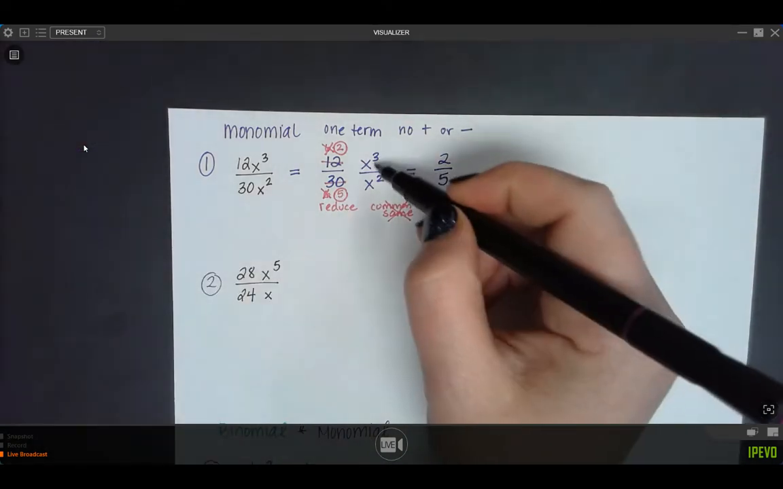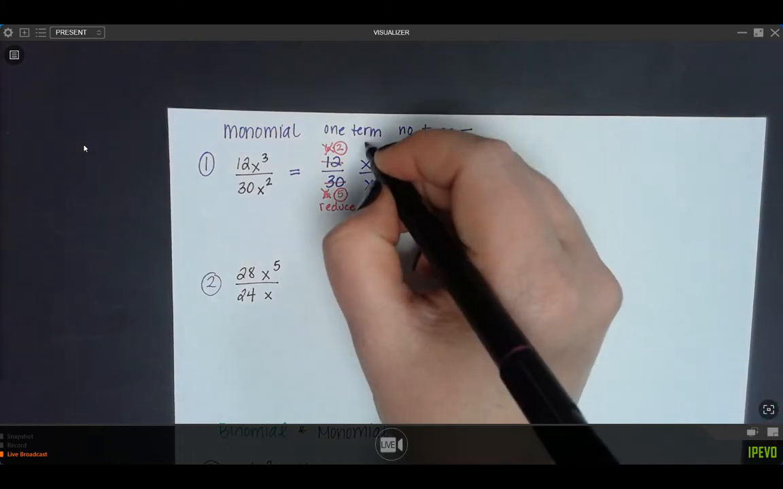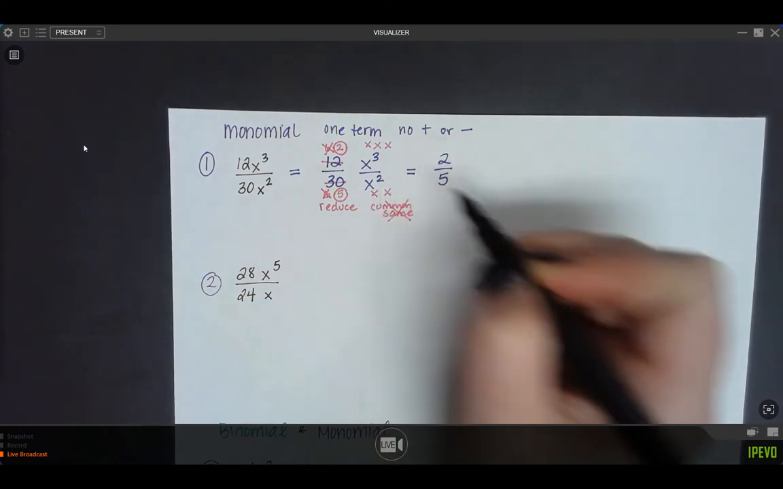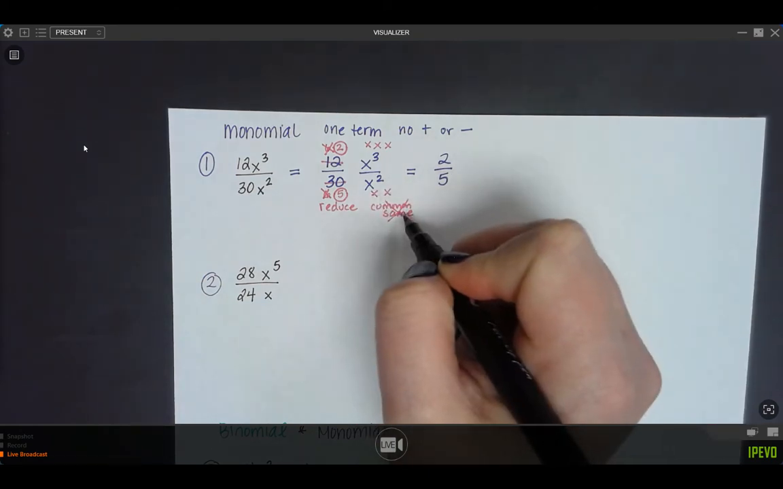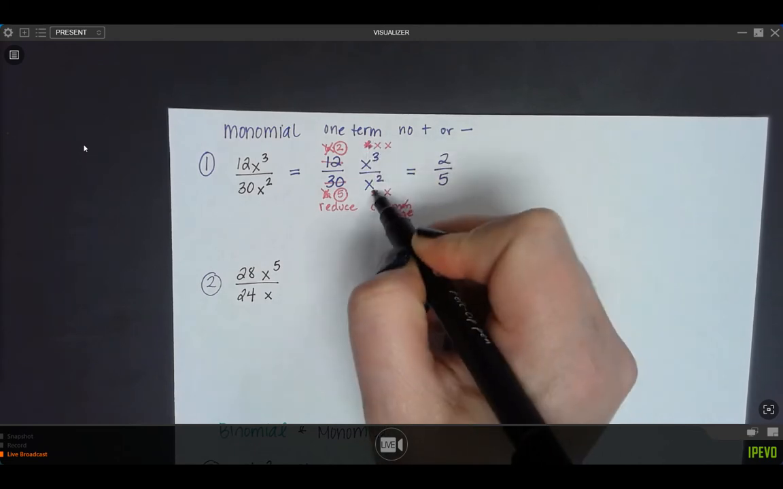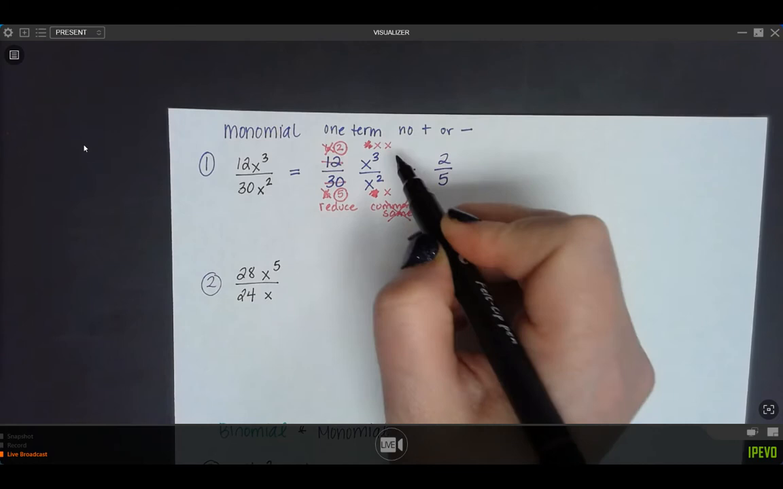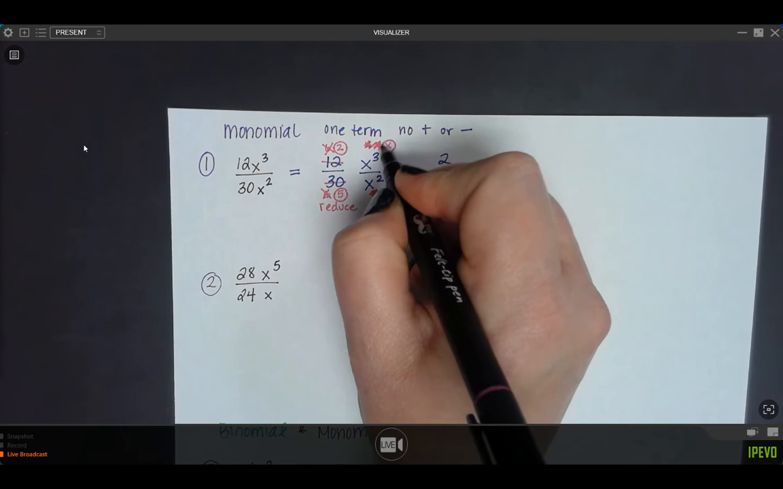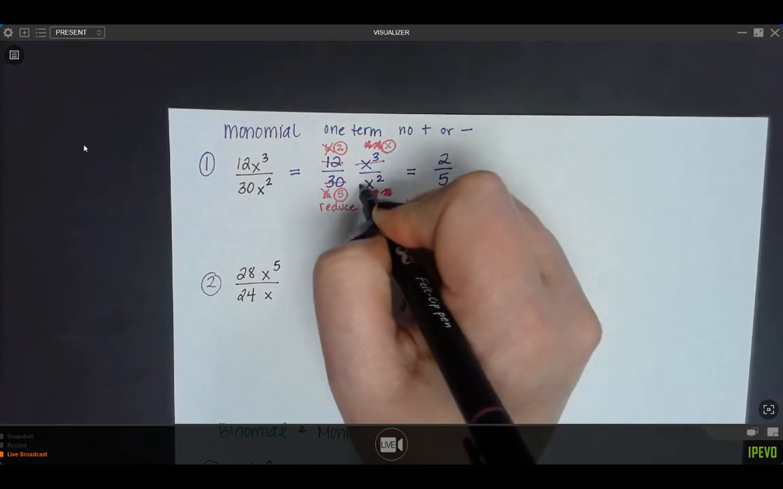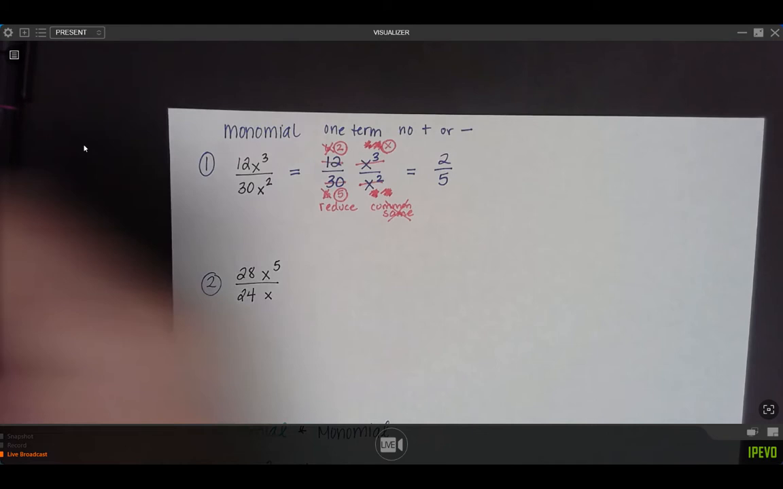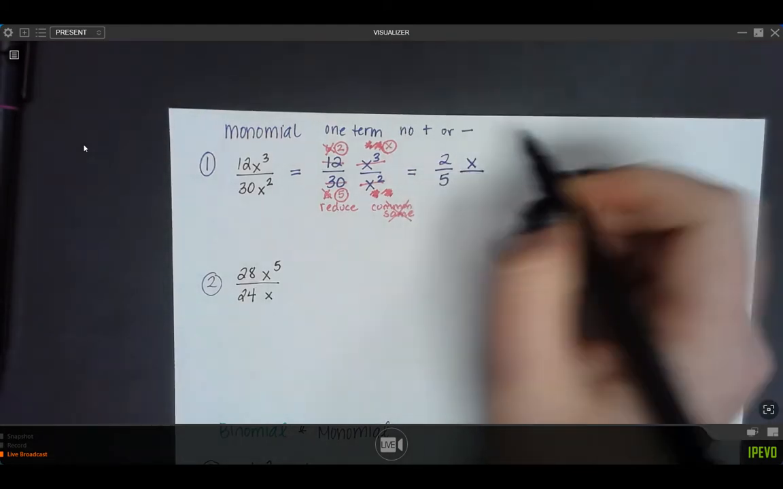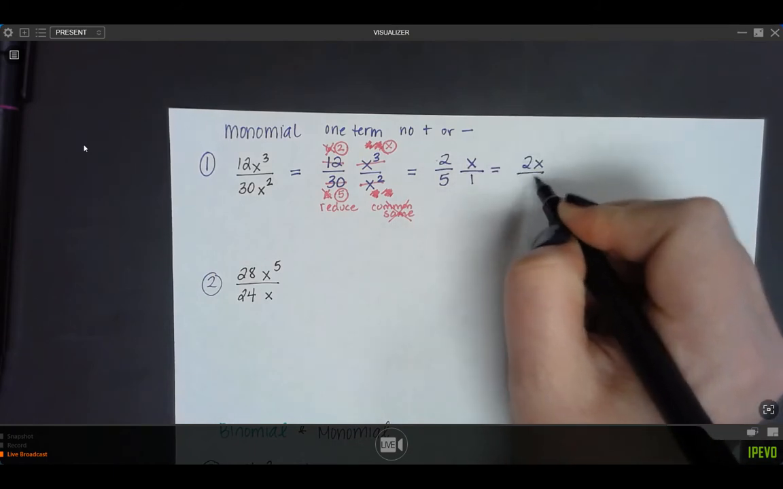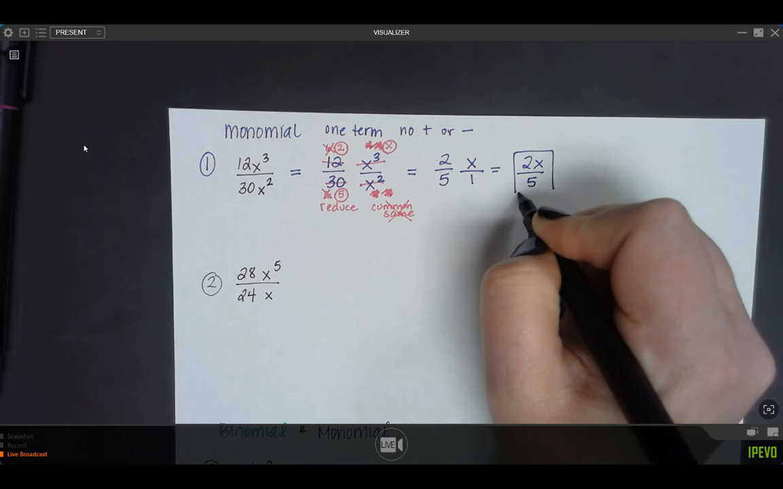Now I'm going to look at the x's. X to the power of 3 means there are 3 x's on the top. And x to the power of 2 means there are 2 x's on the bottom. I'm going to get rid of what's exactly the same. So 1x on top, 1x on bottom is exactly the same. 1x on top and 1x on bottom is exactly the same. And notice I've got 1x left over. So I no longer have x cubed or x squared. I now just have the letter x on the top of the fraction over 1. So what I'm going to do is combine 2 times x is 2x, 5 times 1 is 5, and this would be my answer to number 1.